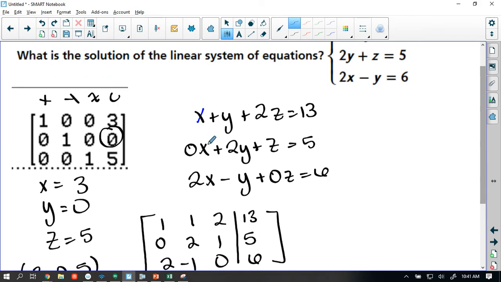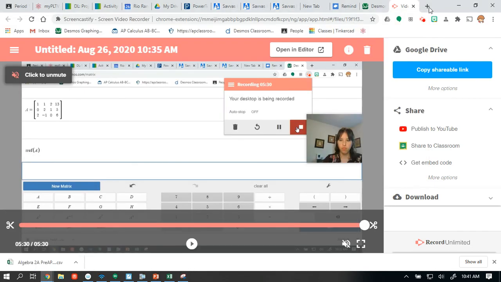And that is how you use the graphing calculator to do a matrix. Again, any questions, please let me know.